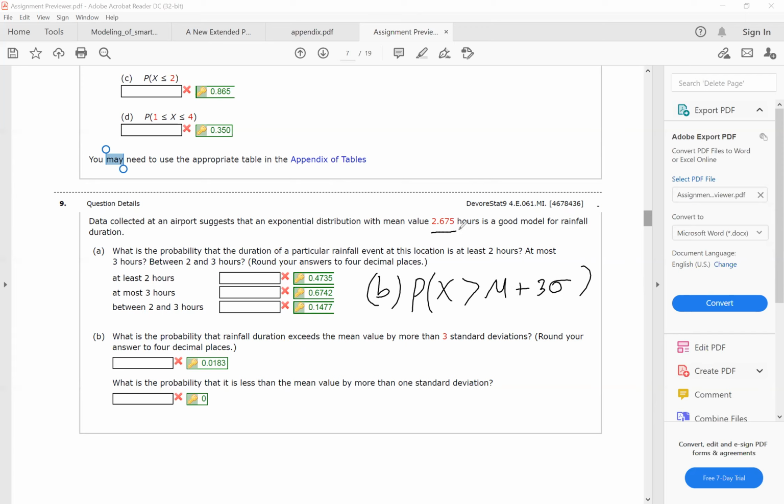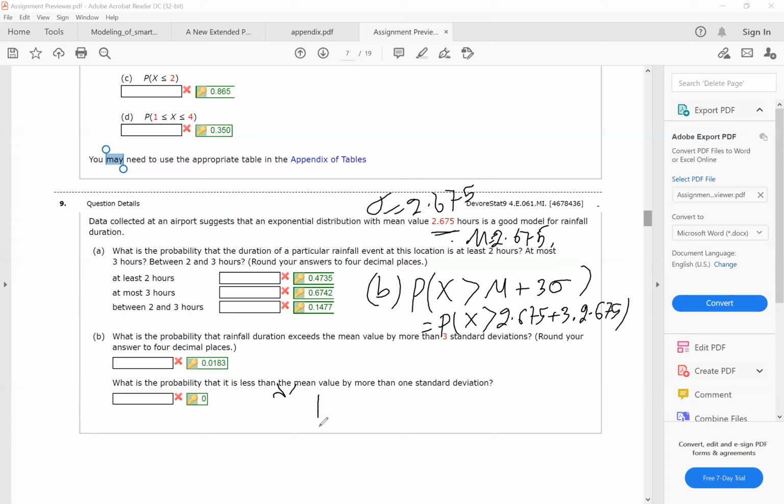We know the mean is 2.675, and for an exponential distribution the mean and standard deviation are the same, right? Because the mean was 1 over lambda and sigma was also 1 over lambda. So we are given that the mean mu is 2.675, and sigma is also 2.675. So we are looking for the probability where x is greater than 2.675 plus 3 times 2.675.